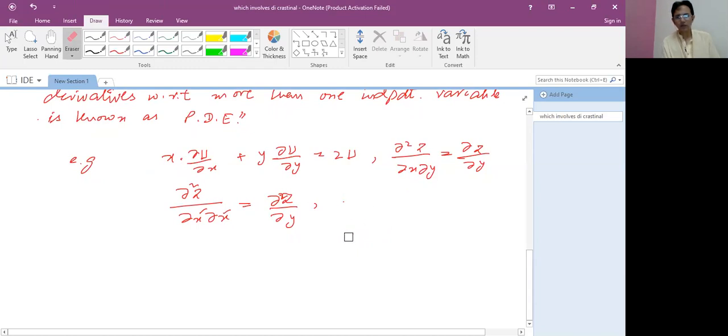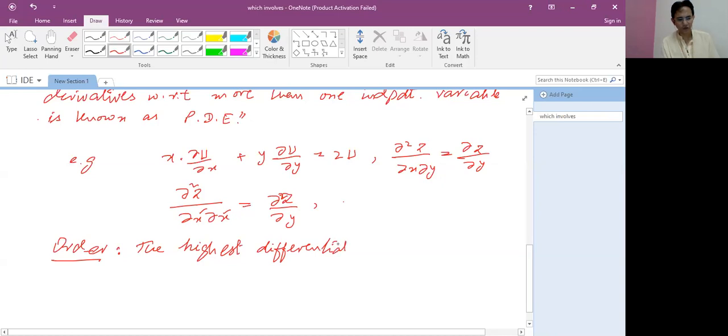So student, we will continue the topic. When we talk about the differential equation, it is very important for you to know about the order and degree. First we talk about the order. What is order? The highest differential coefficient present in the differential equation is known as order.